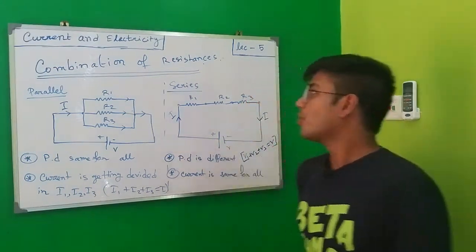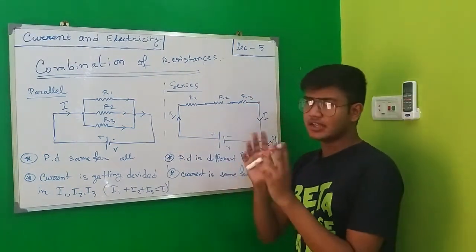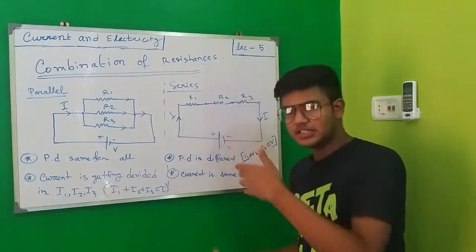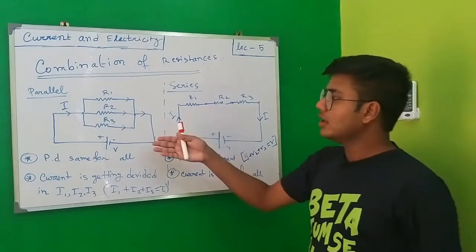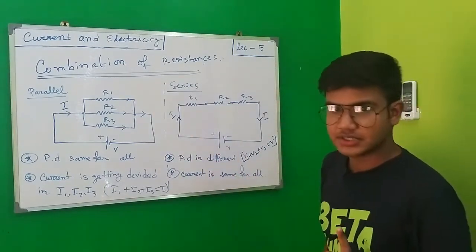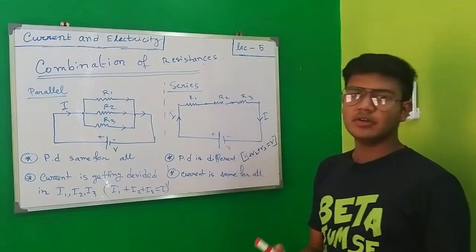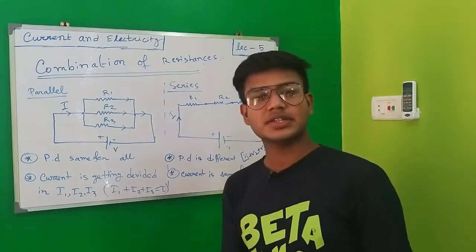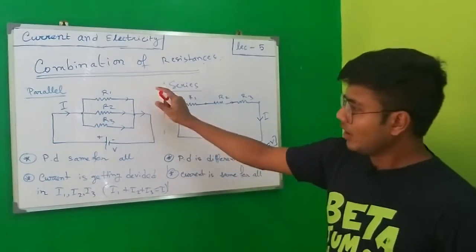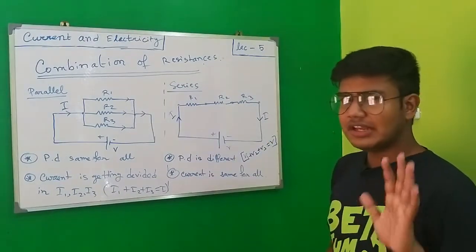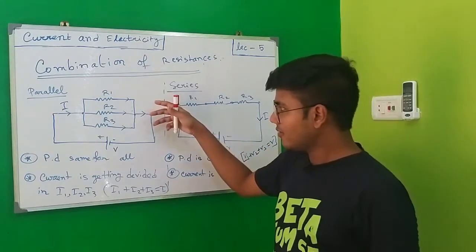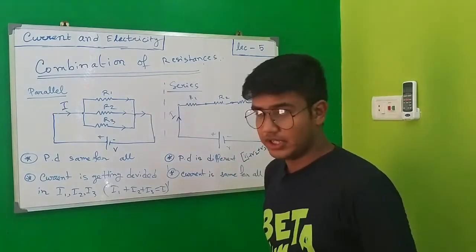There are two combinations of resistance, parallel and series. Just before that, we learned how to draw a simple circuit with one resistance. But what happens if we provide more resistance? Then there are two possibilities. First, we combine them. Suppose three resistors are given to you, and you provide those three in parallel combination.